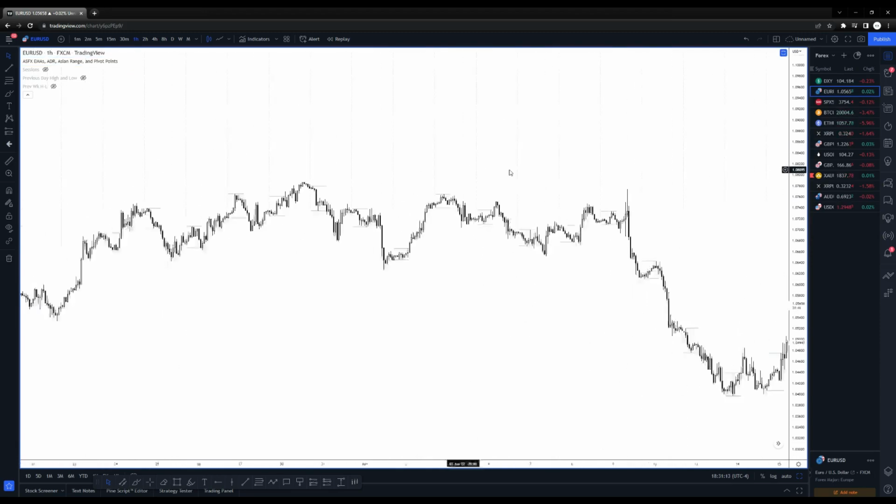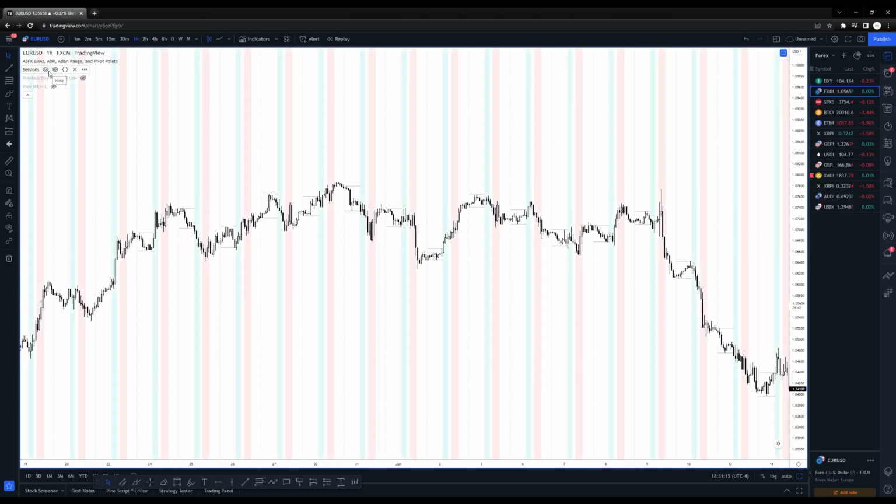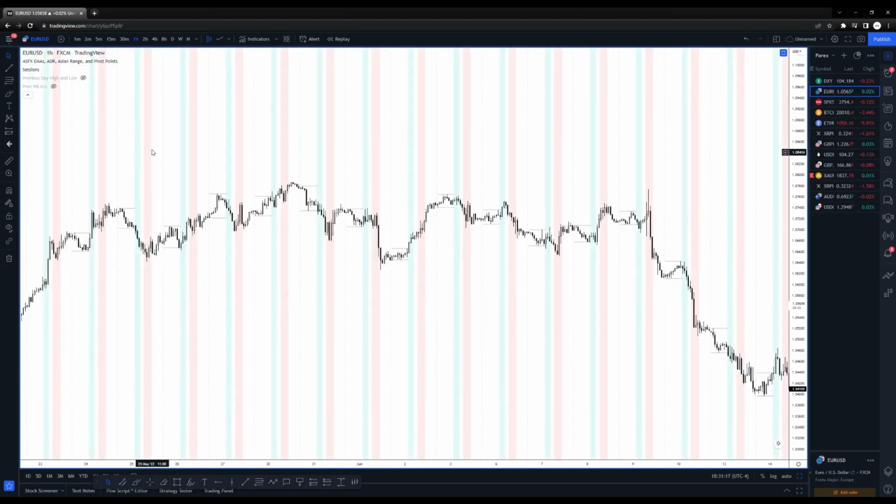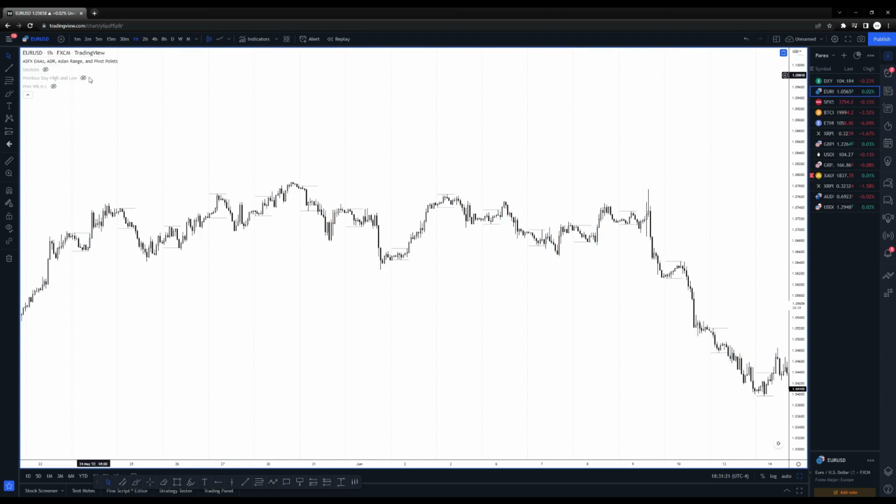So you see these lines, just the Asian session high, the Asian session low, and the session colors right here: the blue one is going to be London and the red one is going to be New York. But let me just put that away in the meantime. And I'm going to show you guys each indicator on its own. So this is just a blank chart right here.